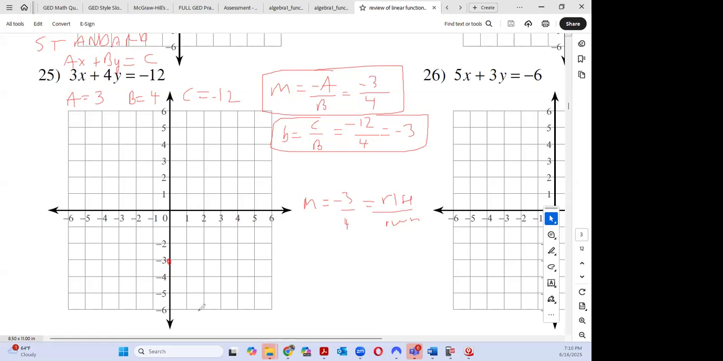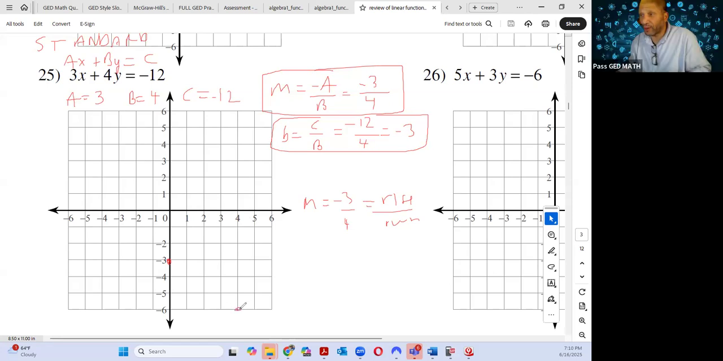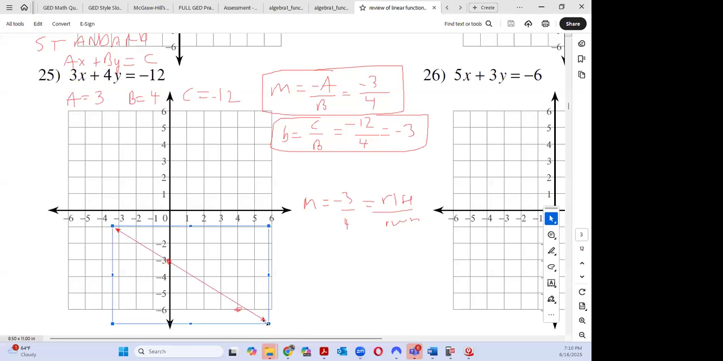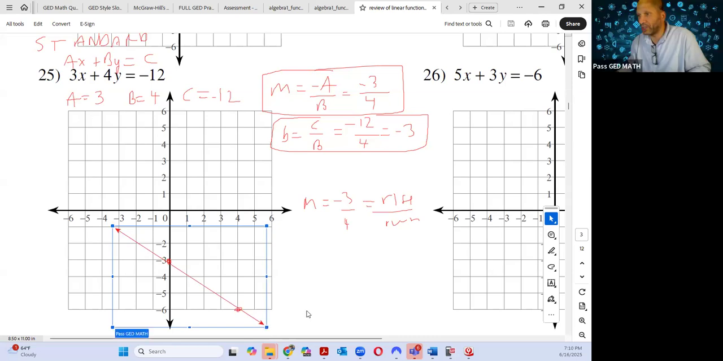To the right. 1, 2, 3, 4. I got my 2 points going out. Now I take them, my line, and I connect them. That's a terrible job connecting them, but you get the point. There we go.